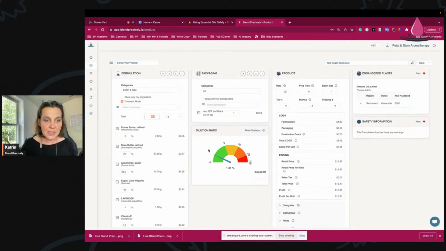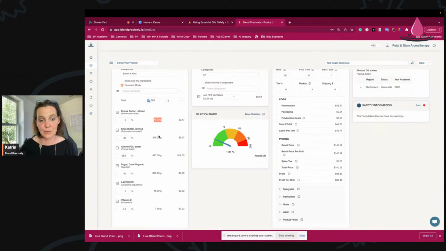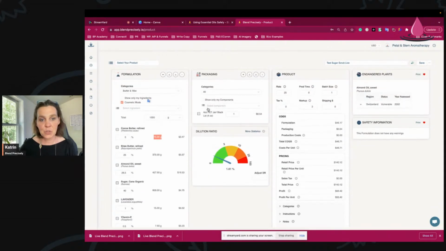So let's say we're going to take it to the farmer's market. I want to create 10 of those. So I'm going to increase by 10. And then all of these amounts change automatically. Now I need to get 15 grams of lavender, for example, 600 grams of cane sugar, almonds, shea butter 375, and cocoa butter 75. Then I come over to my packaging and I'm going to say 10 units basically.